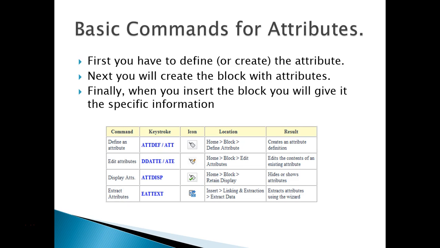So the basic commands are ATTDEF, which is defining an attribute, editing attributes, which is ATE, displaying attributes, which is ATTDISP, extracting attributes, which is EATTEXT. The extracting attributes actually have some really funny names. One of them is called Batman, then there's EATTEXT, and there's ATTEXT and stuff, so it's just the nice acronyms they gave them.